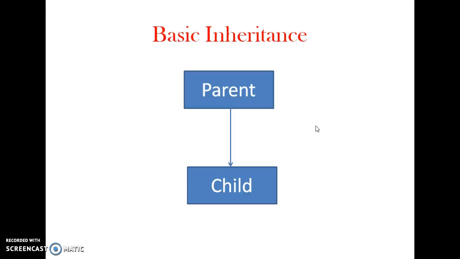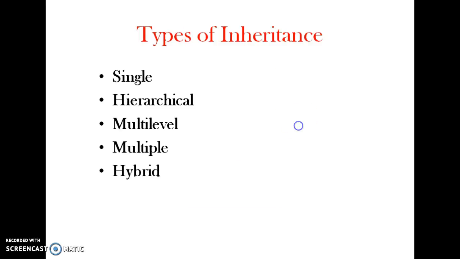Basic inheritance, what is it? When a class called the parent class, which is called a base class, is used for deriving a new class called the child class or the derived class, this process or this mechanism is known as inheritance. This is the basic inheritance. Here the child class inherits some of the properties of the parent class.